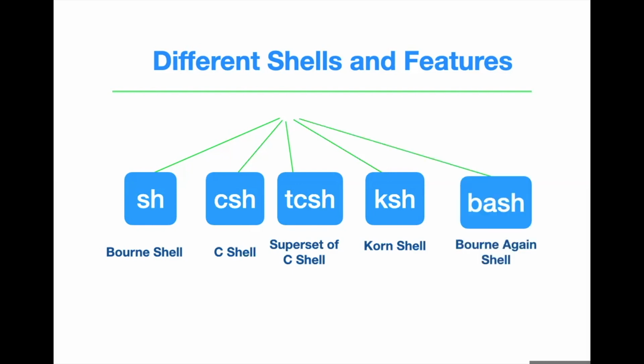Last but not the least, Bash, which is Bourne Again shell. It is largely backward compatible with Bourne shell. It includes ideas drawn from KSH as well as CSH.